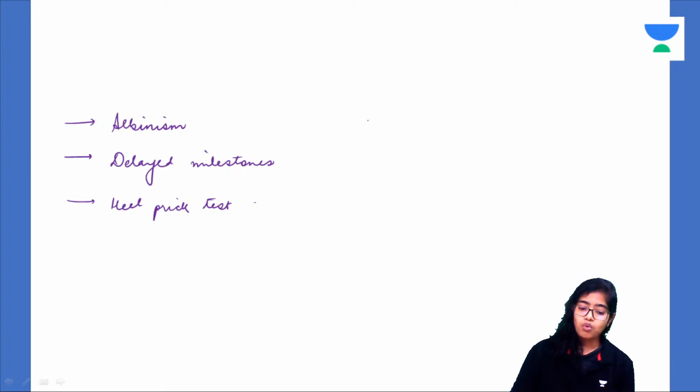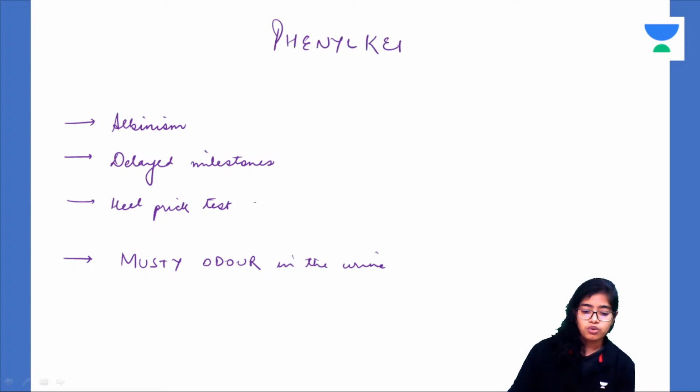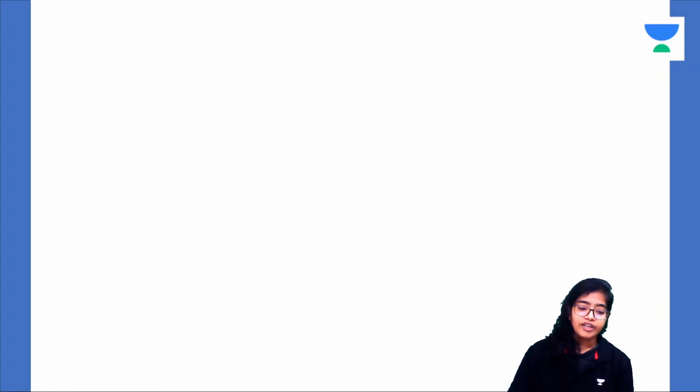I'll tell you some more. One symptom I'll tell you, and then you will figure it out: a musty odor. What is this? This is phenylketonuria. Yeah. Understood? Now, what is phenylketonuria?